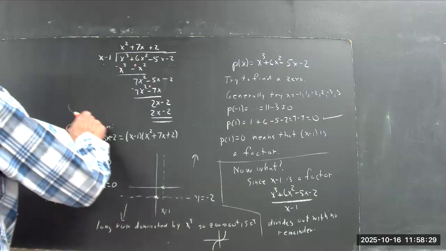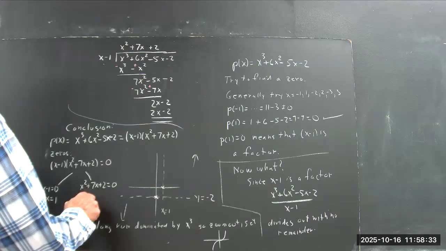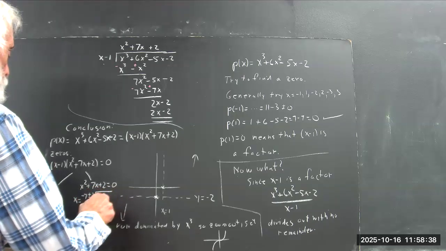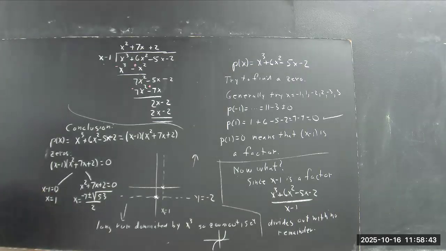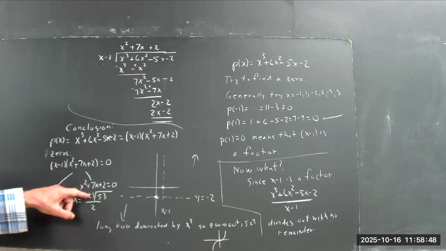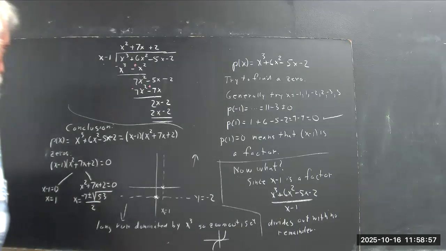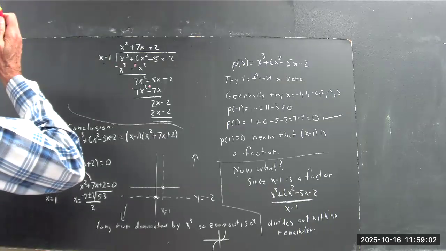So what do we do? What I showed you before, we use the quadratic formula. Now, I didn't write out the details, but if you write out the details, unless I made a terrible mistake, x would be negative 7 plus or minus the square root of 53, all over 2. Now, the square root of 53 is about 7.3.